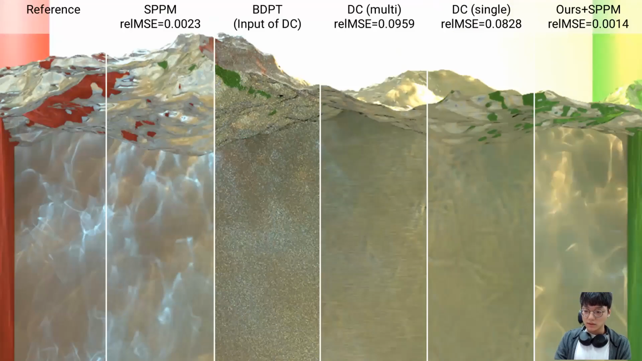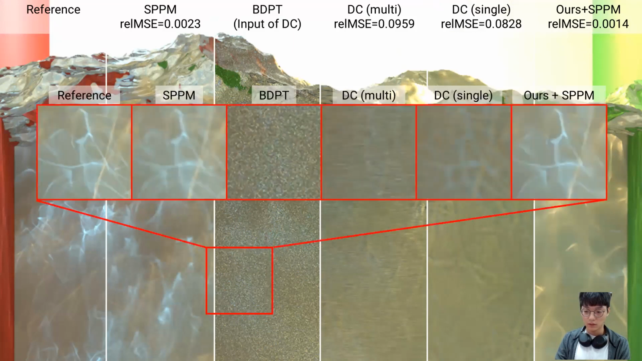Here is the water caustic scene, consisting of highly complex caustics due to the point-light sources and complex geometry of water. As the bidirectional path tracing completely fails to compute the caustics, the previous post-reconstruction method also fails to capture the caustics, whereas our method successfully reconstructs the input SPPM, generating sharper results along with small numerical errors.